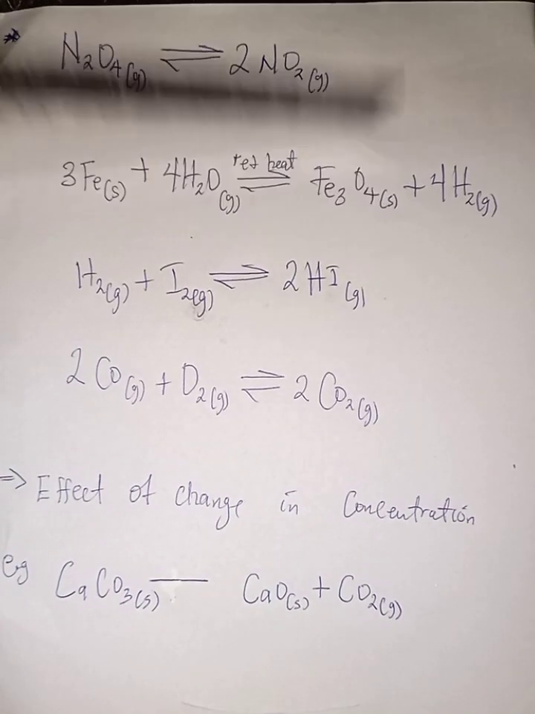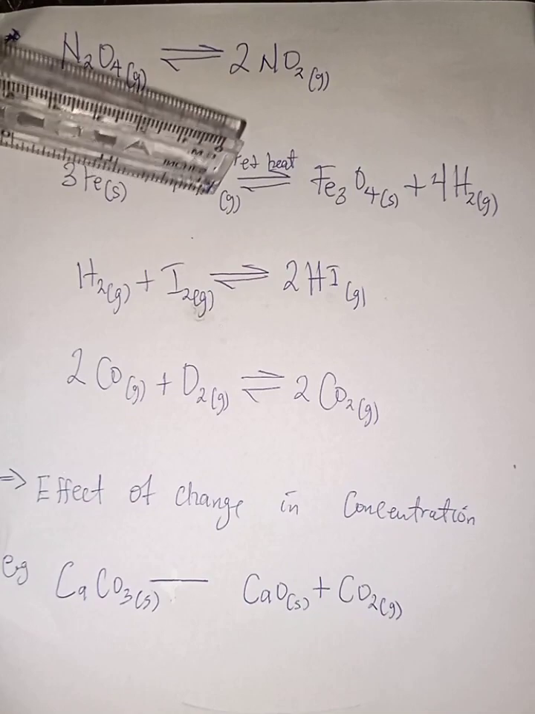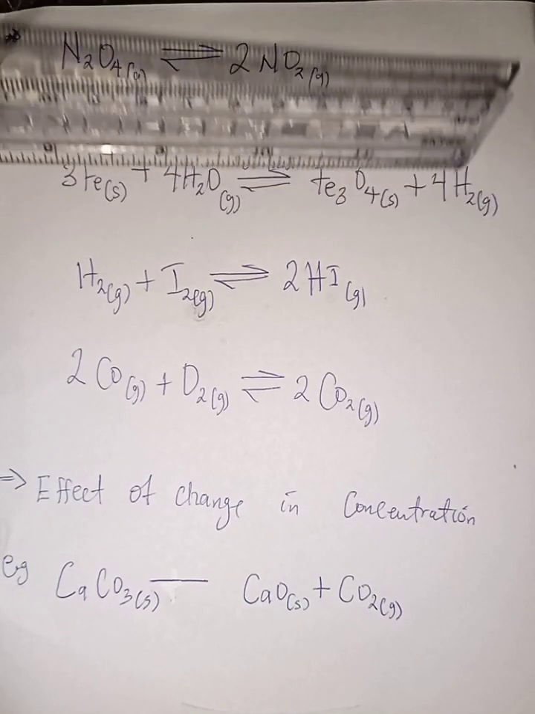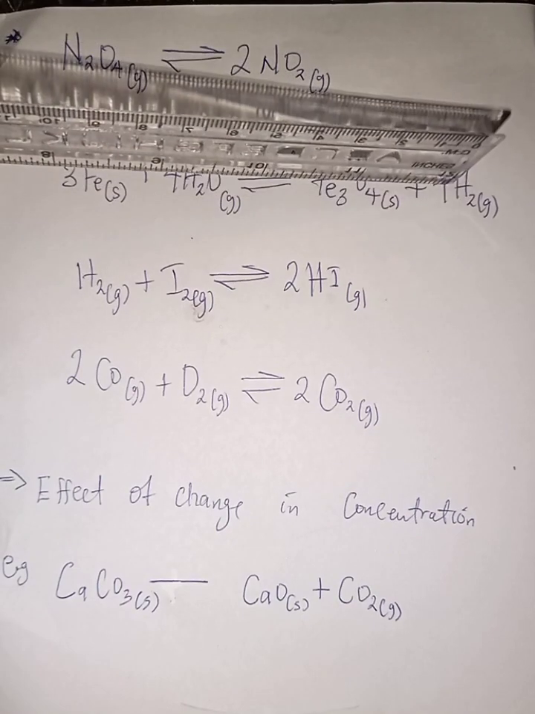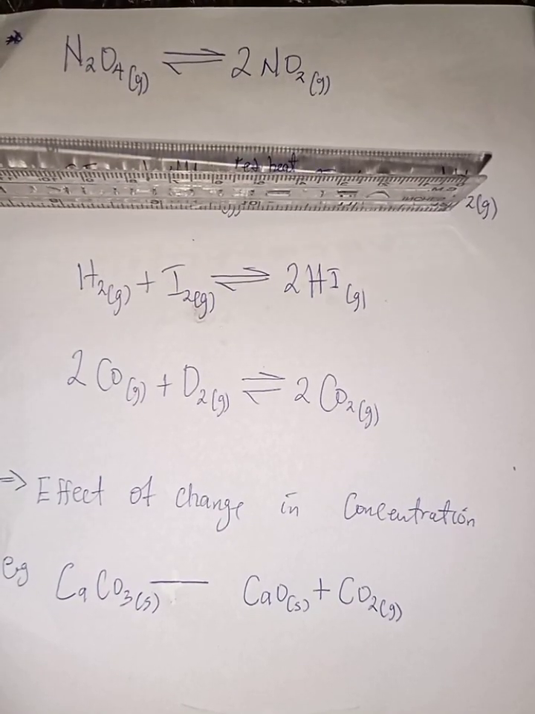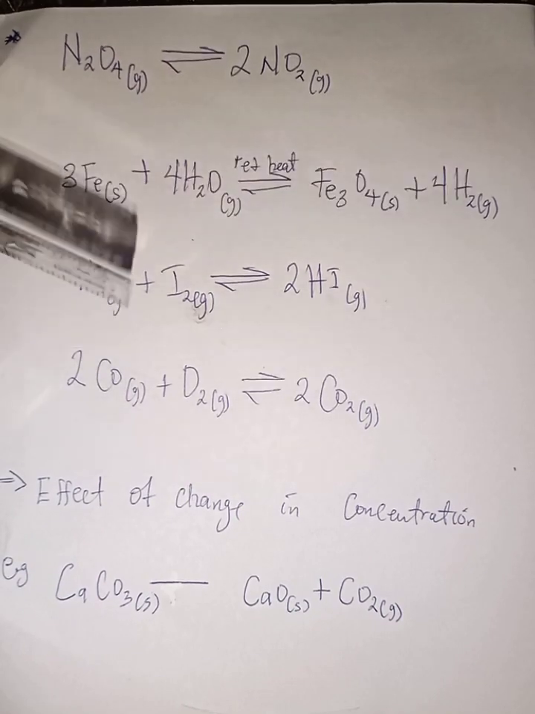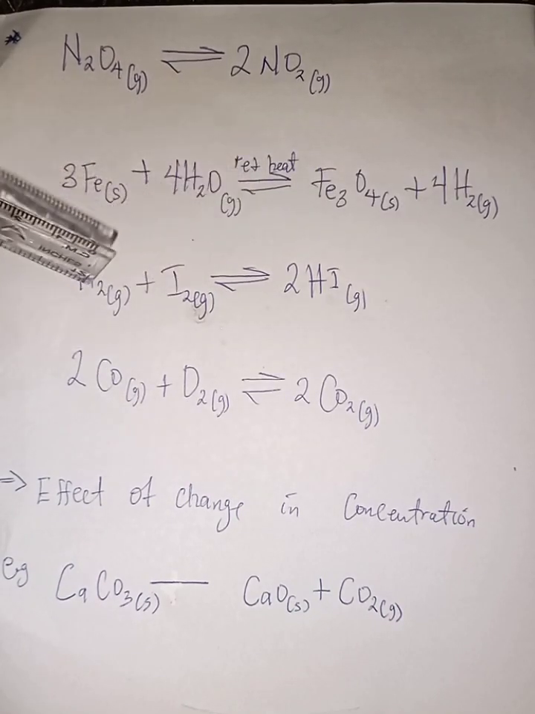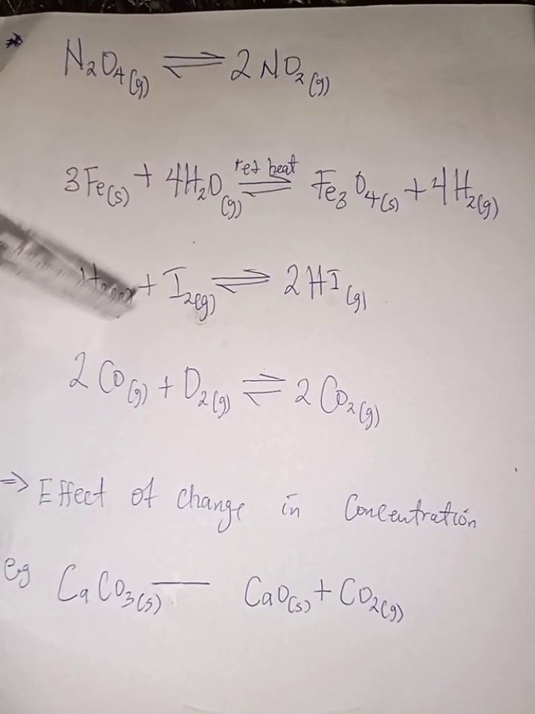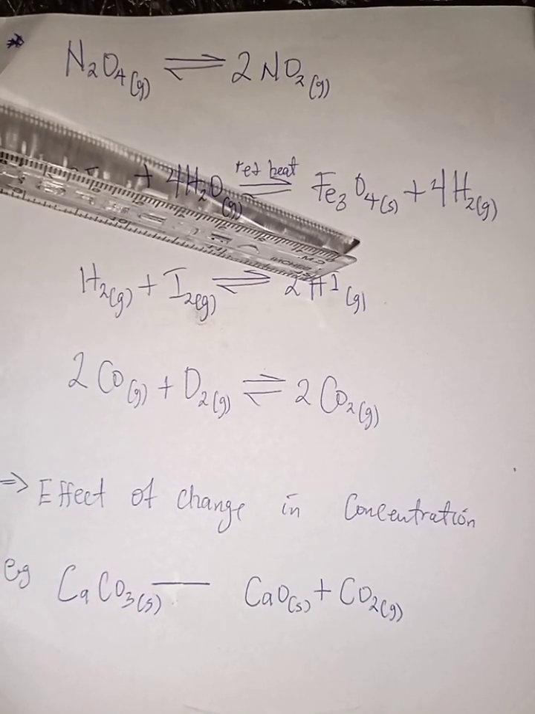This one is solid, it will not count. So we have 4 moles of, this one is gaseous. So we have 4 moles of the reactant, we have 4 moles of the product. Since the moles of the reactant and the product are the same, pressure will have no effect on the equilibrium. Let's also check this one, the same thing. 1 mole plus 1 mole, we have 2 moles. 2 moles here, we have 2 moles here as well. Pressure has no effect for this.